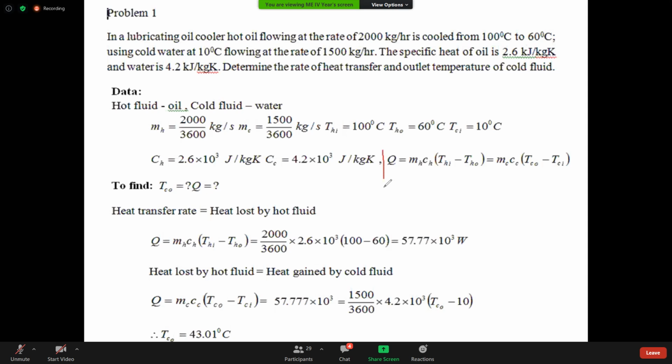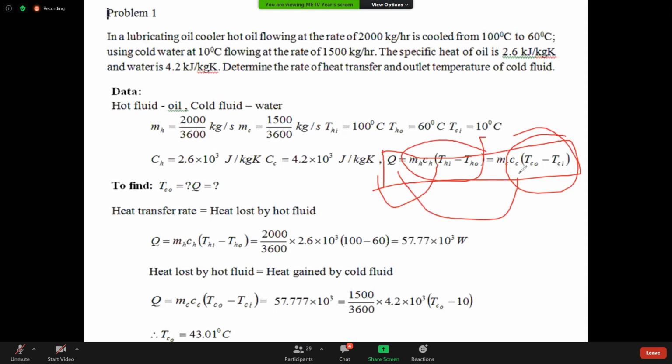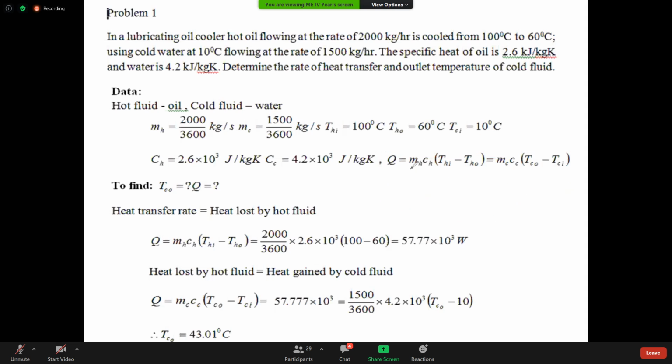I told you to remember this equation at the start. If it is hot fluid, this is the equation. If it is cold fluid, this is the equation. Equating these two is enough. This can be equated to this. So I know all this data: mH is known, CH is known, THI is known, TH naught is known. So I can get Q.